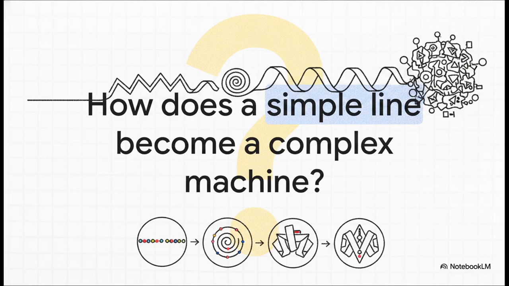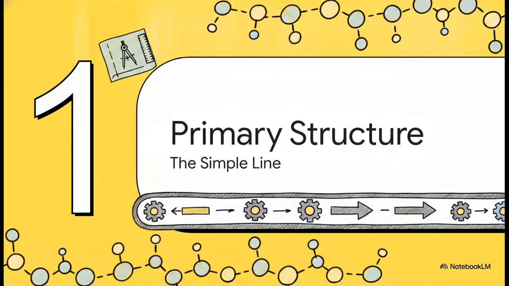Well, it doesn't happen all at once. Instead, it happens in four distinct, beautifully orchestrated levels of structural organization. So we're going to unpack the source material today and look at exactly how this transformation takes place, revealing the hidden architecture of life. Okay, let's dive into this, starting with the very first stage of our cellular assembly line, primary structure, the simple line.